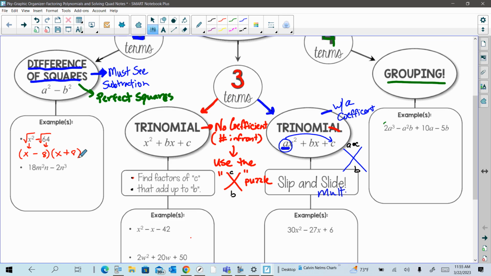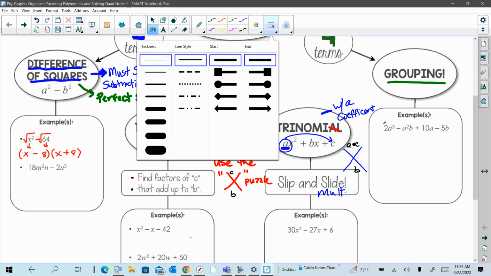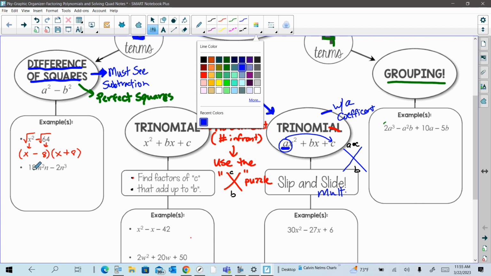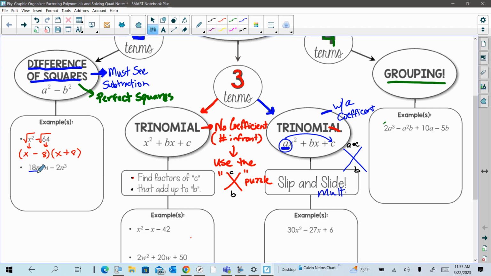Now, on this next one here, remember, our first step is always still to check for a GCF. And if I look here, I'm going to go for a different color. I have 18m squared n and 2n cubed. So I do have a GCF they have in common, and that would be 2n. Okay, 2 can go into 18, and n is the smallest variable that they have in common. So we're going to do a GCF first.